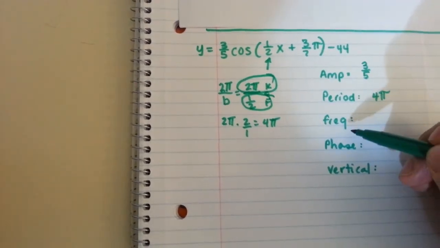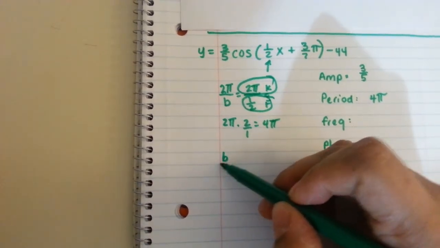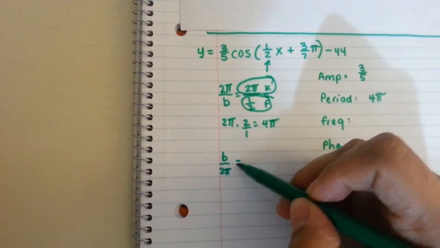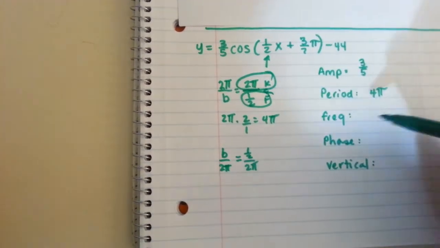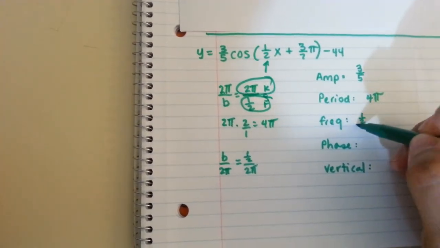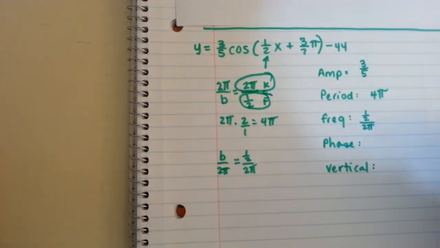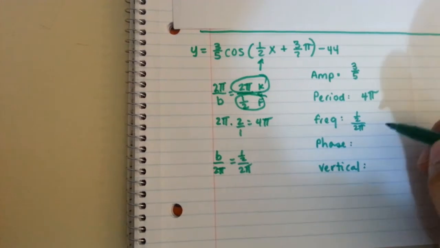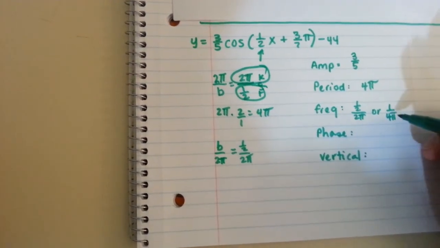Frequency is b over 2 pi. B is 1/2 over 2 pi. Like I said in class, this is the only number that you don't have to simplify, the frequency. So 1/2 over 2 pi is fine. Or 1 over 4 pi. That would also be acceptable.